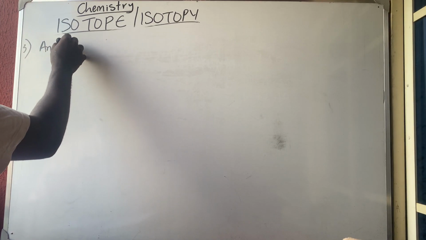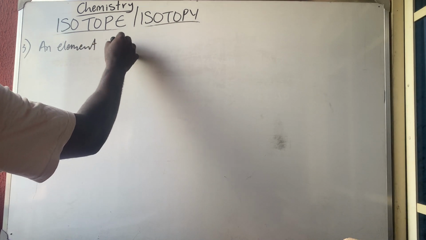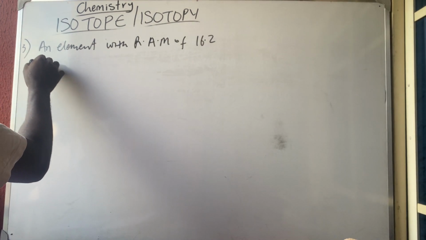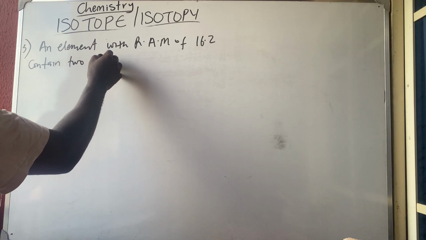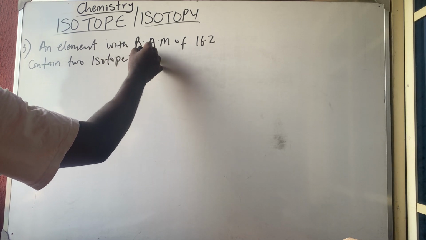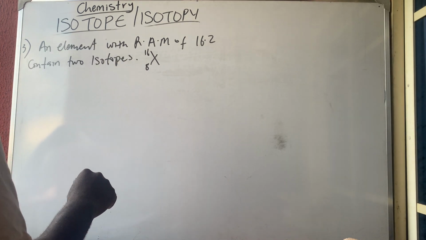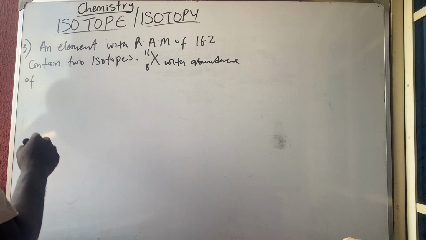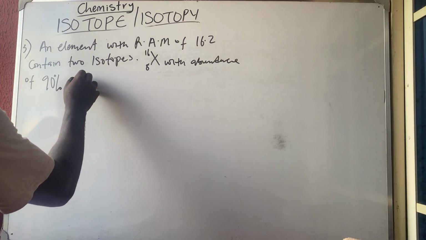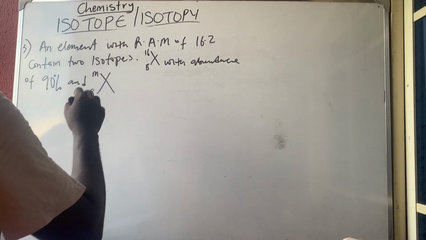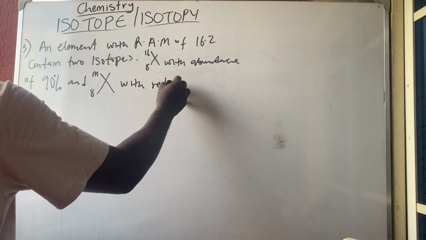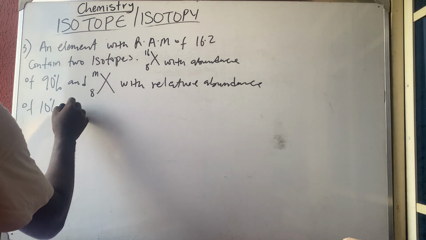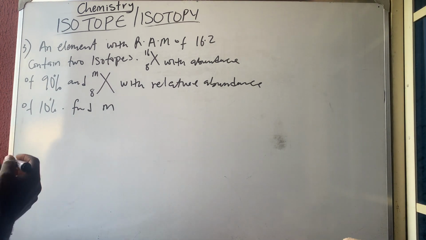Number three said, an element with relative atomic mass of 16.2 contains two isotopes, 16X8 with abundance of 90% and XMO8 with relative abundance of 10%. Then it says find M. Okay, we want to find M.